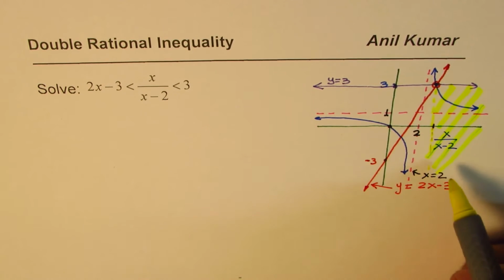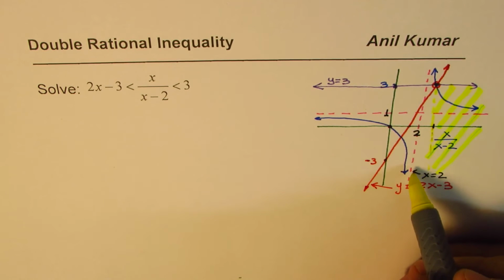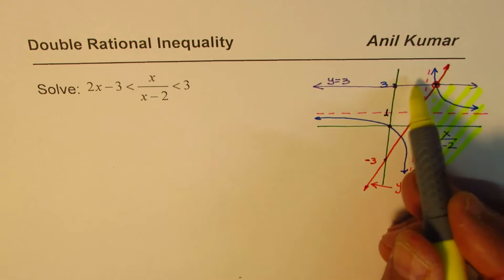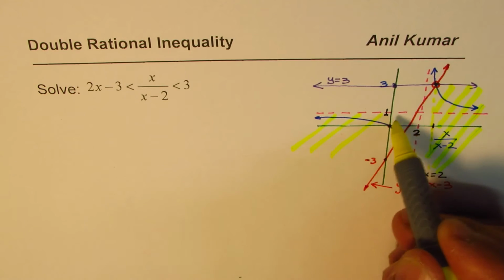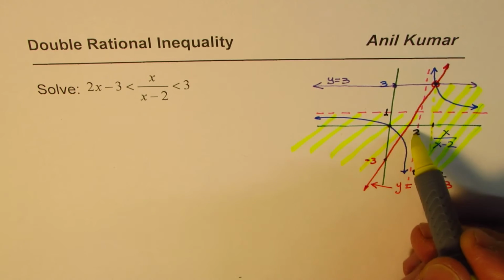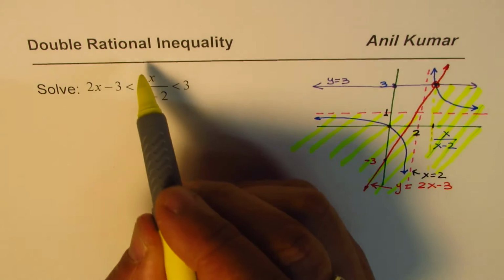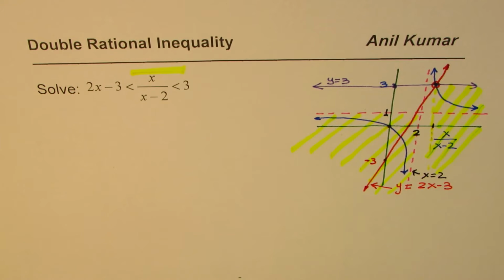Is that okay? And the other portion is on the left side of 2, which is also less than 3. So let me shade that also. So we have this also good enough portion as a possible solution. Is that okay? So this solution is because of this part of our inequality, correct? And of course 3 is not included since we have less than.